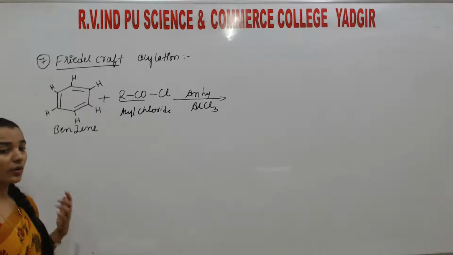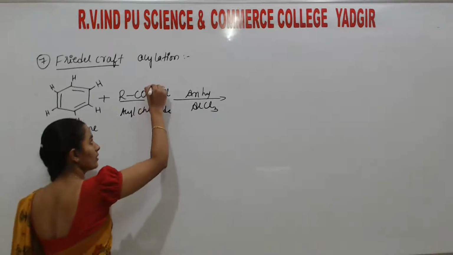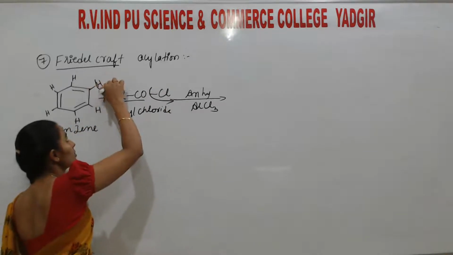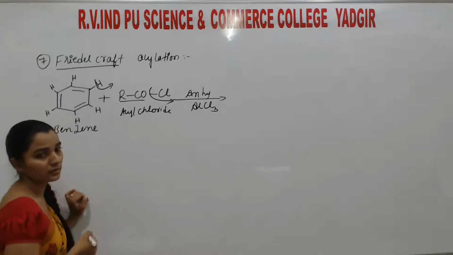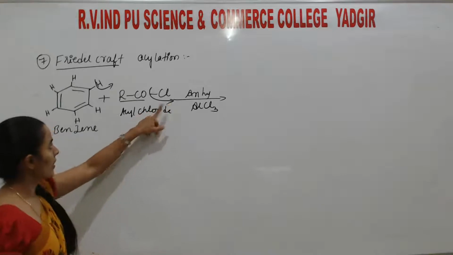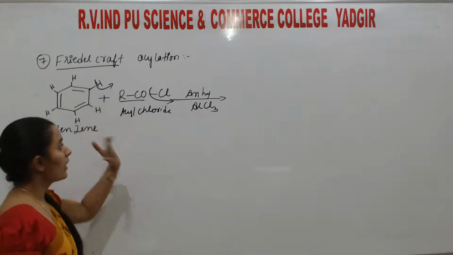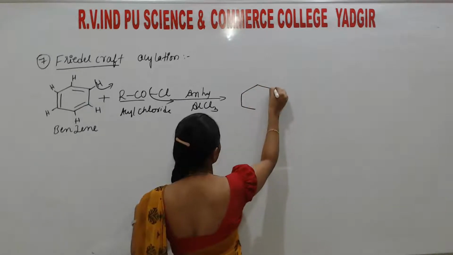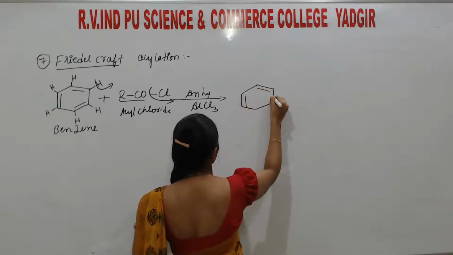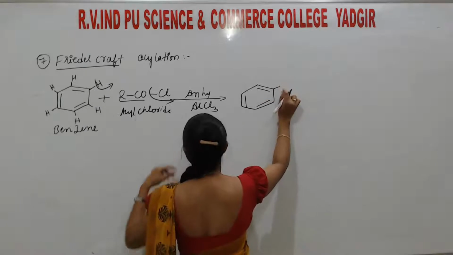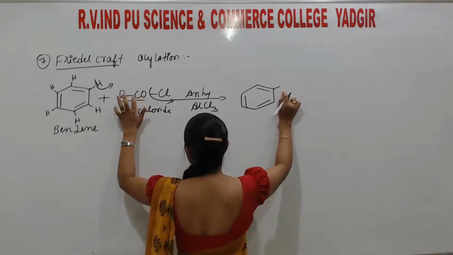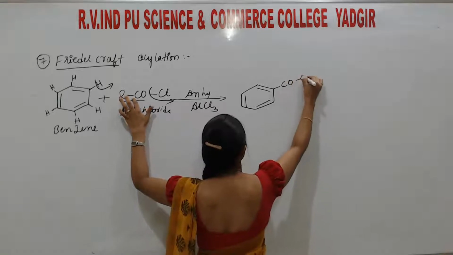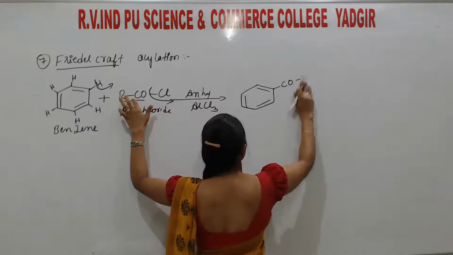So then what happens? From here, Cl is dissociated. From here, H plus is dissociated. Are you getting? Cl minus and H plus. Then, students, in the place of hydrogen, the bond is broken here, so this carbon is going to attach here.